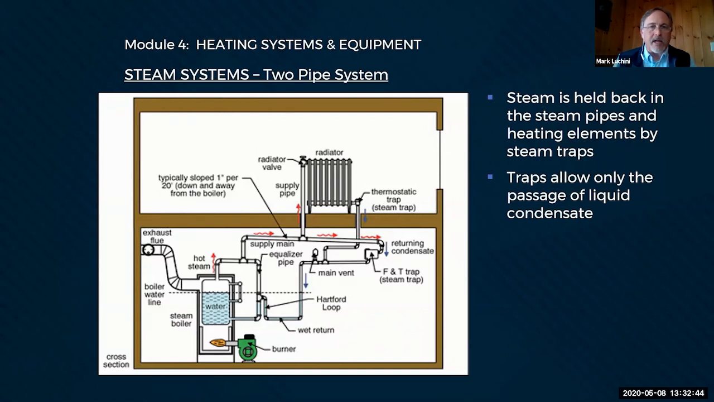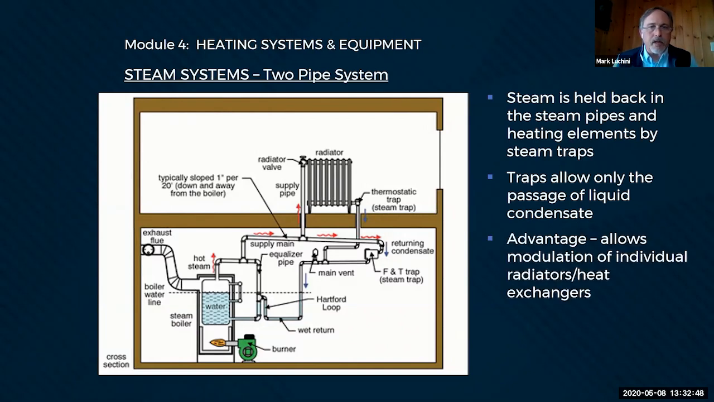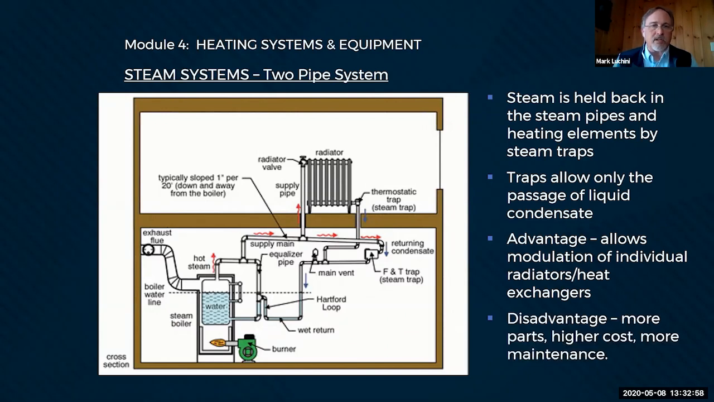Nice thing about traps, they only allow the passage of liquid condensate, which basically allows us to modulate the flow to each individual radiator or heat exchanger or load. Disadvantage of a two-pipe system, more parts, higher cost, more maintenance, but they work a hell of a lot better. So there's your trade-off, right?